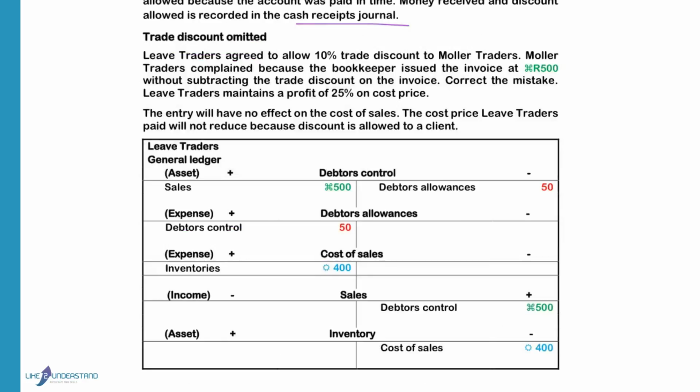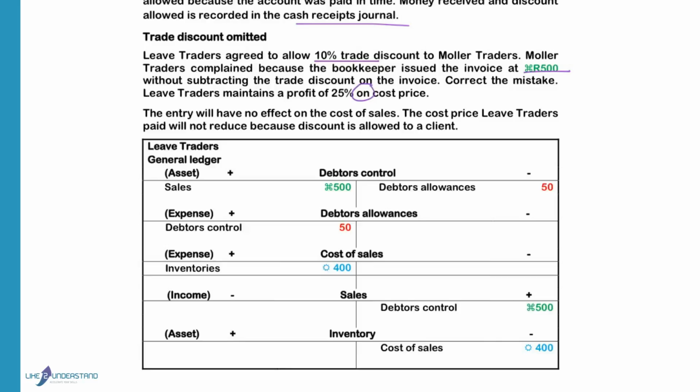Leaf Traders agreed to allow 10% trade discount to Moller Traders. Moller Traders complained because the bookkeeper issued the invoice for $500 without subtracting the trade discount. We have to correct this mistake. Leaf Traders maintains a profit of 25% on cost price.